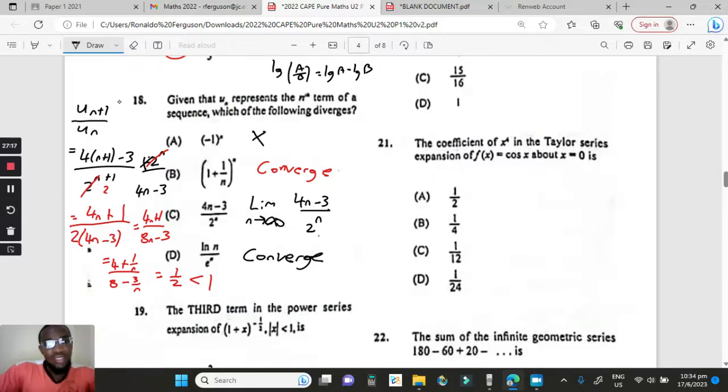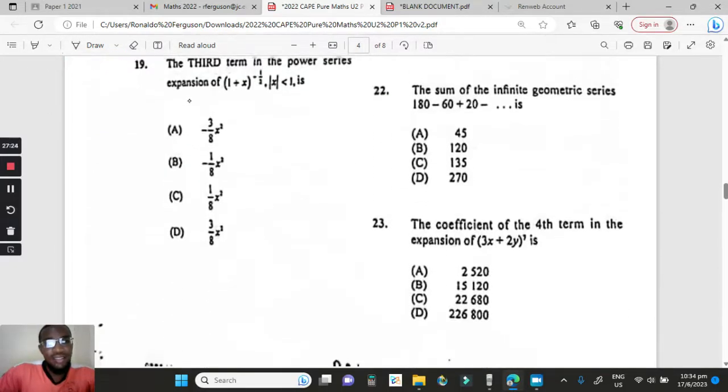So I'll put an asterisk here, right? I'll put an asterisk there. I'll come back to that last.